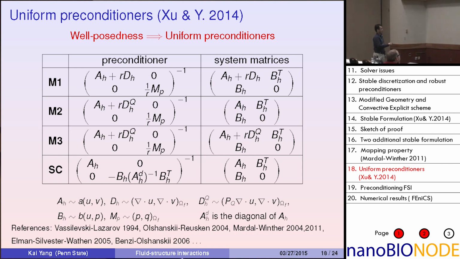This is the approximate Schur complement. This AHD is the diagonal of AH. This approach is applied to other problems in the literature, like the mixed formulation of the Poisson equation, and also some Navier-Stokes equations. There are lots of references about this type of approach. Here we just applied it to FSI.